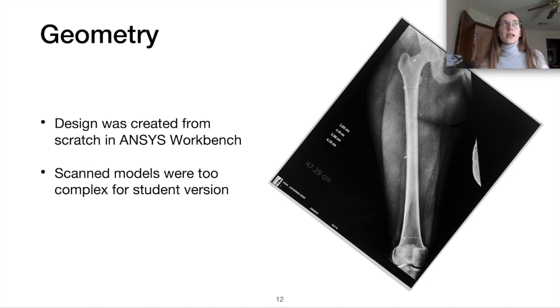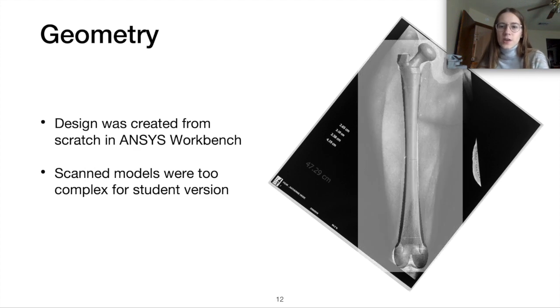Because I did try importing some scans of other people. My first idea was I can import a scan and scale it to my dimensions. However, they were so complex, they had so many facets, and I had a student version of ANSYS. So even every little tweak I was trying to make, it was crashing. It took 5 minutes to create one dimension. So it was not working. So I decided to go the more simple method, which was still work, right? I had to CAD it from scratch.